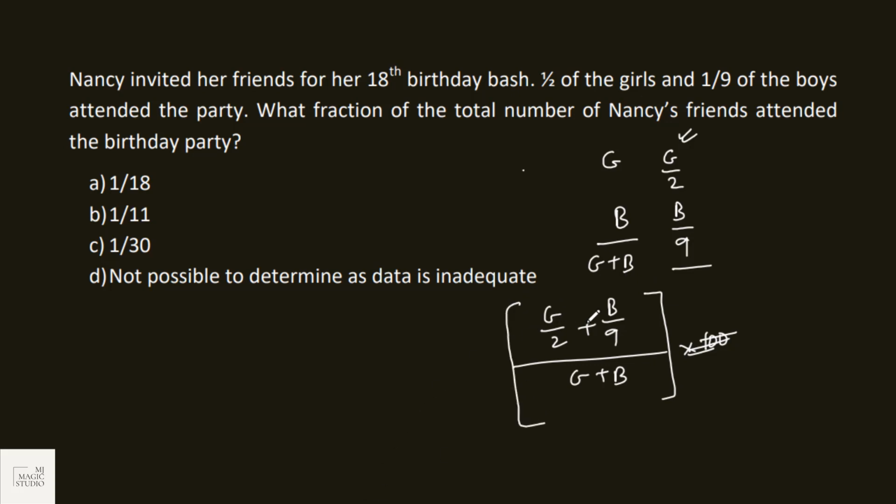But we don't know the value of G and B. How can we find this fraction? We can't put any arbitrary number from our end. If I put G1, B1, we'll end up getting some other result. If I put G2, B9, I'll get some other result. That means it is not possible to determine as data is inadequate. Option D should be the best pick.